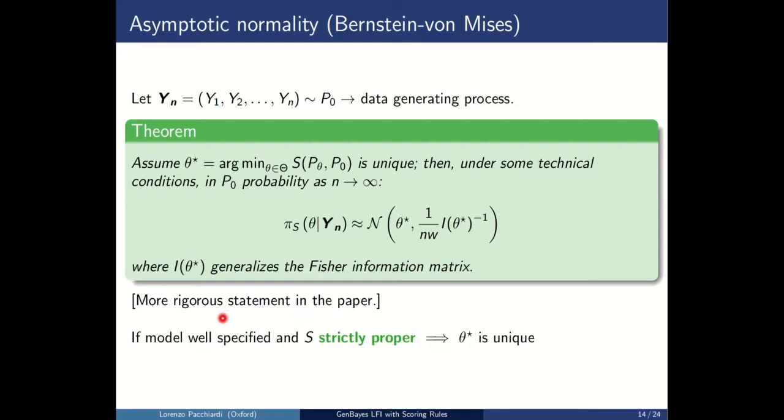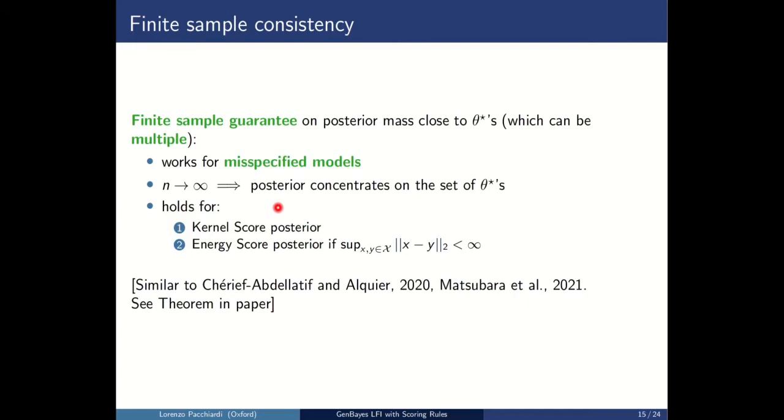The good point is that if your model is well specified and S is strictly proper, then theta star is guaranteed to be unique, so that this theorem holds. We also provide a result with a different flavor from the asymptotic one, which is called finite sample consistency. This provides some finite sample guarantee on the posterior mass close to the minimizers, which can be multiple in this case, theta star, of the expected scoring rule. This also works for misspecified models, and it guarantees that for n going to infinity, the posterior concentrates on the set of minimizers theta star. This holds for the kernel score posterior and for the energy score posterior whenever the space of x, the observations, is bounded.